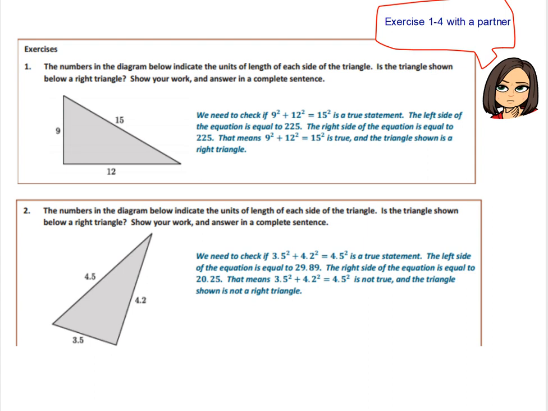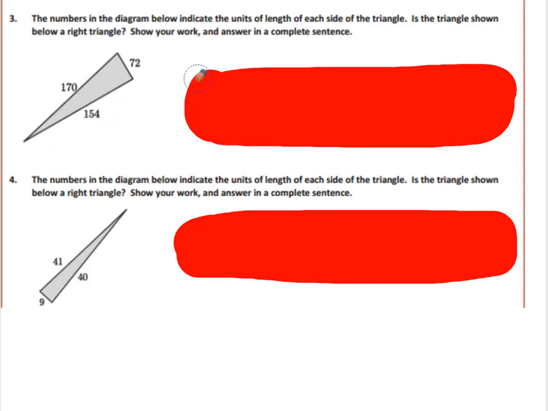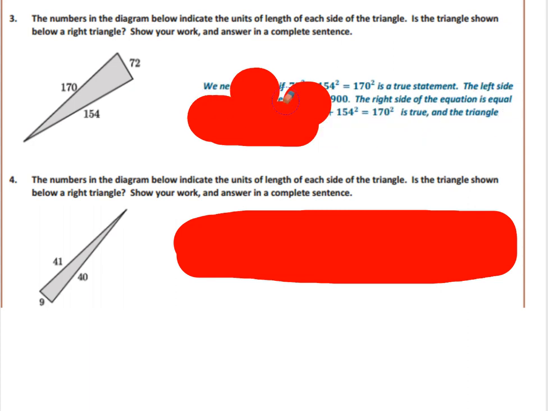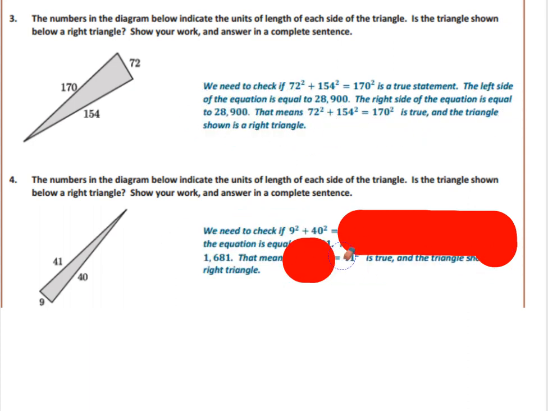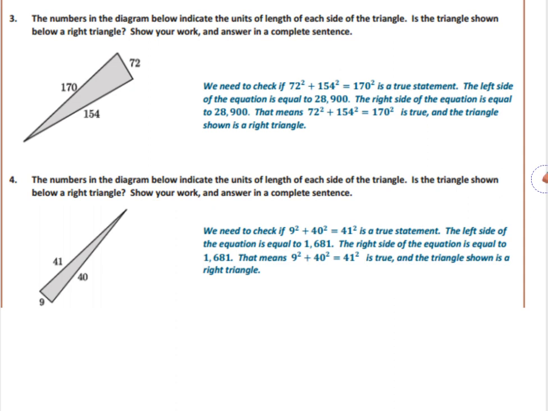Okay, so number 1, that means it is true and the triangle shown is a right triangle. Number 2, the two sides did not equal, so it is not a right triangle. Number 3, it is true, it is a right triangle. Number 4, it is also true, it is a right triangle.